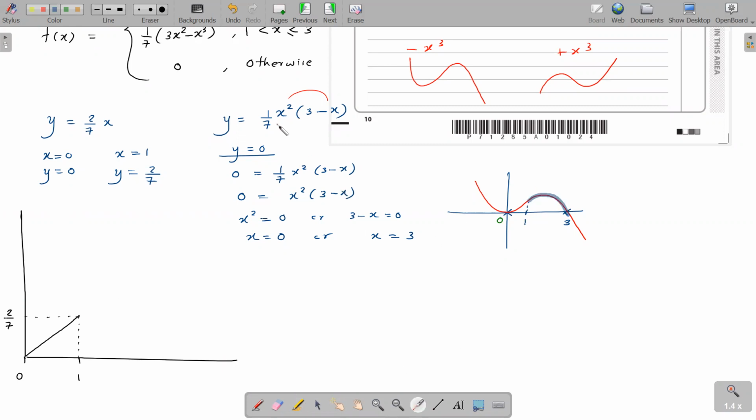Okay, so when x equals 1, can you replace x equals 1 over here and get me the y value? Because we need to see where it starts. Does it start at 2 over 7, or will it start above, or below? So replace x with 1. When x equals 1, what do we get for y? 1 over 7 into 1 square into 3 minus 1. Y is 2 over 7. Basically, it starts over here, right?